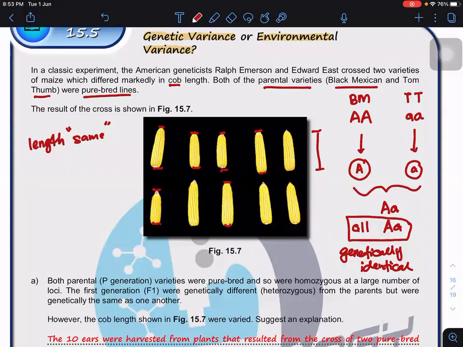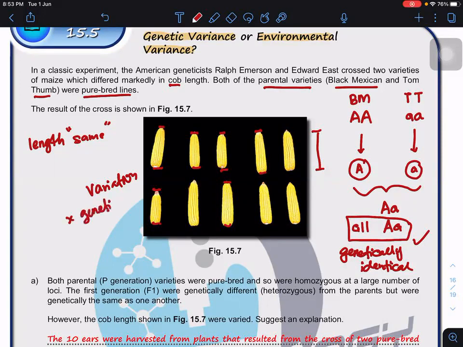Okay, why different length? By right, they are genetically identical because when you cross it, all of them are heterozygous. They must have the same length. But in this case, you can see that they don't have the same length. They still have a certain variation here. So does this variation belong to genetics or environment? It cannot be genetic variation.